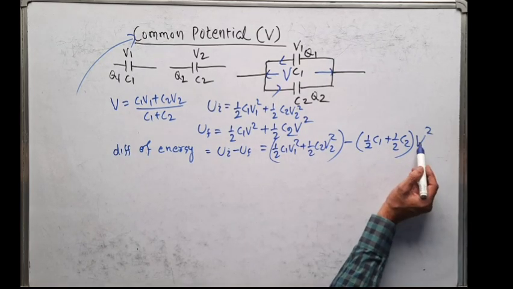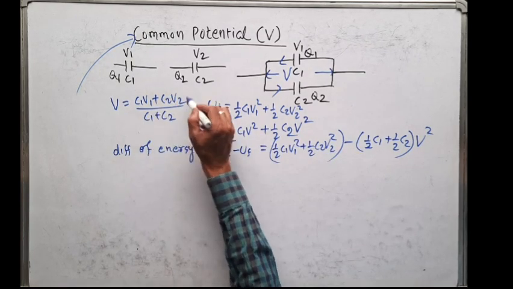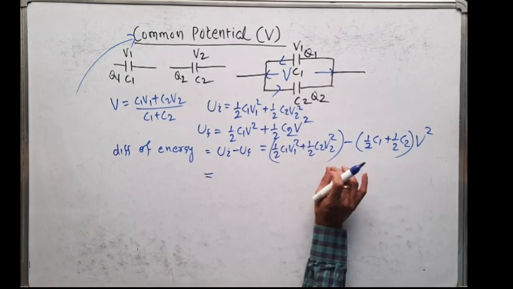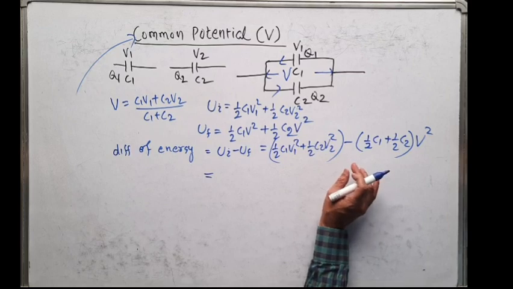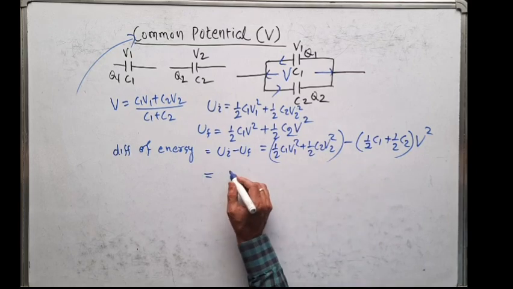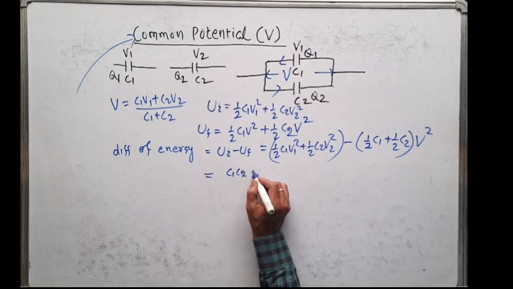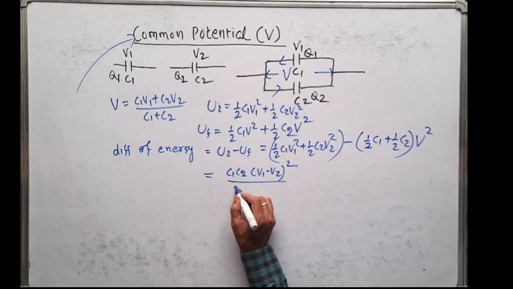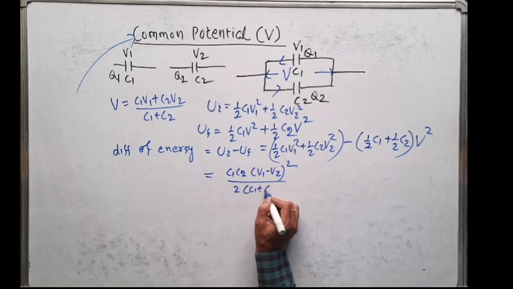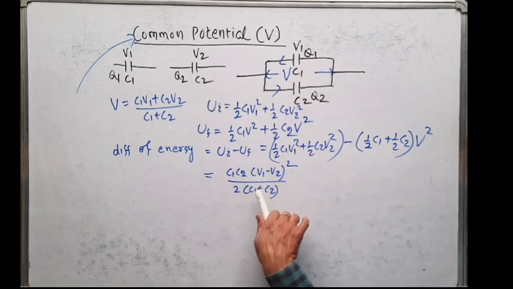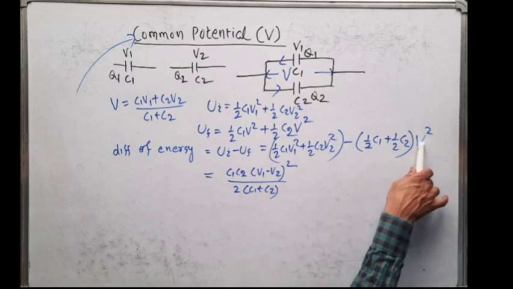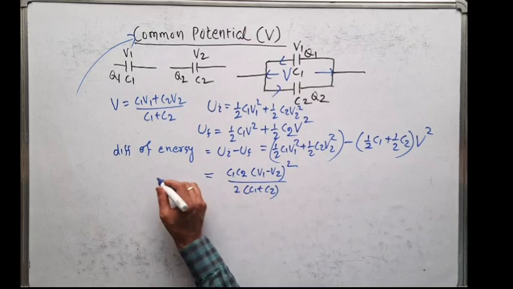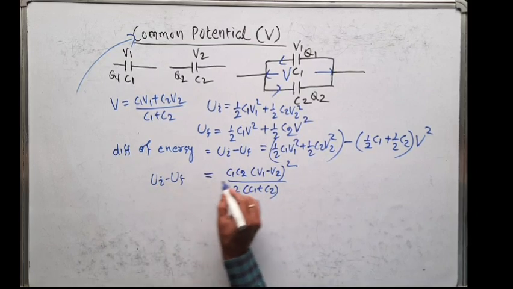Now put the value of V here, and just use some algebra. After solving, I will get C1 C2 into V1 minus V2 whole square divided by 2 into C1 plus C2. If you calculate, you will get this result. Put the value of V here and solve. You will get initial energy minus final energy is equal to this much.